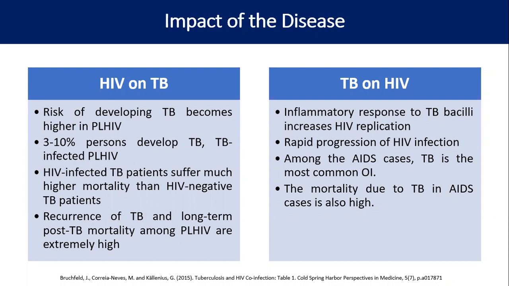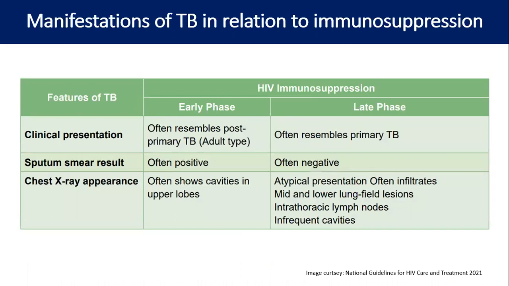Now, manifestation of TB in relation to immune suppression. We know clinical presentation often resembles post-primary adult-type tuberculosis in early phases of HIV immunosuppression, while in the late phase it resembles primary TB. That is, in a normal adult, the infection is contained by strong immunity into the Ghon focus as a primary complex. But this will not happen in the late phase, and the infection will spread all over.